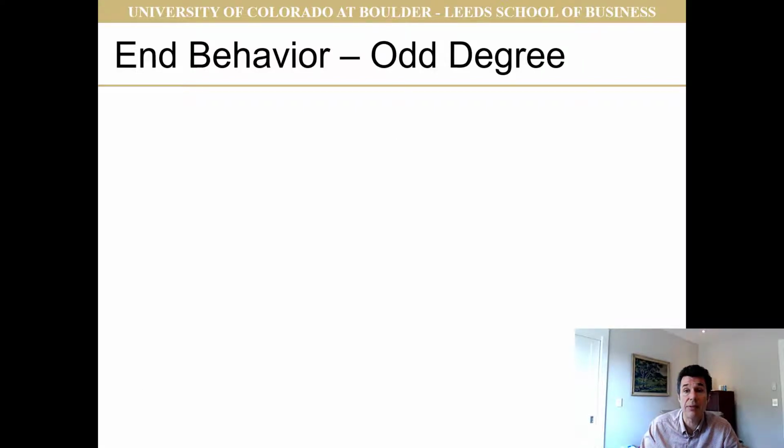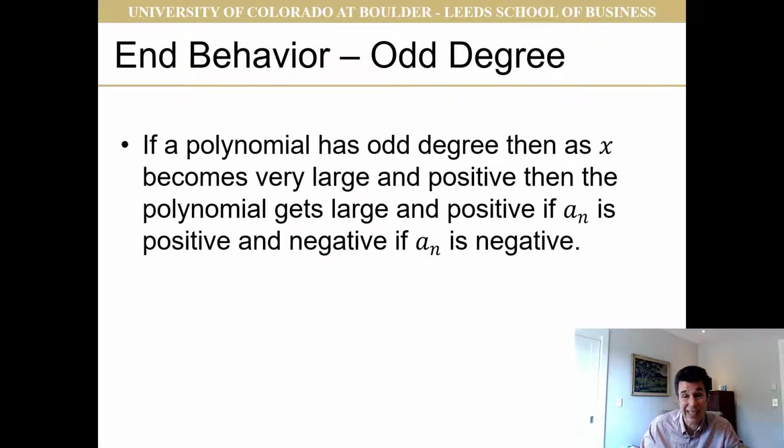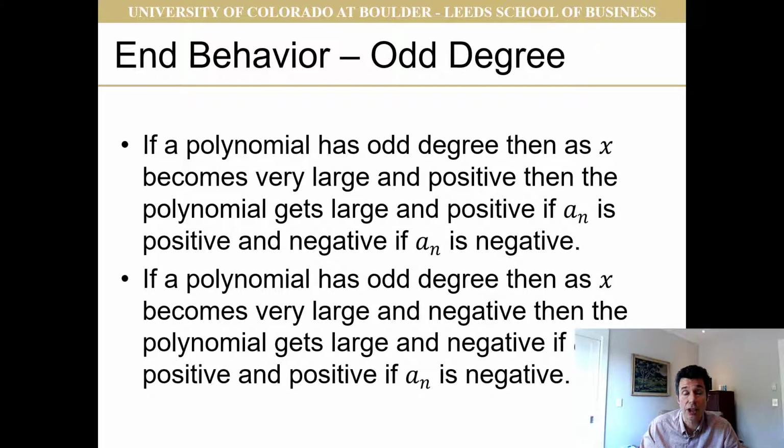Now the end behavior for an odd degree polynomial is the same as x becomes large and positive, but differs when x is large and negative. So as x becomes large and negative, the polynomial becomes large and negative if a sub n is positive, and large and positive if a sub n is negative.